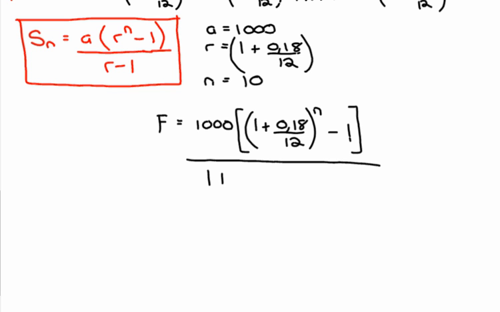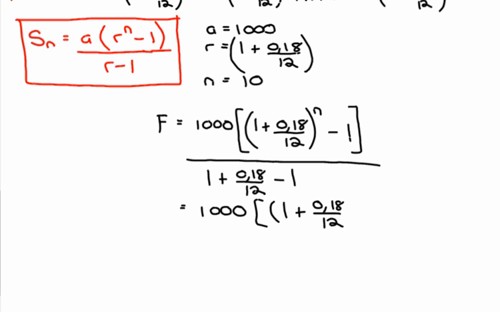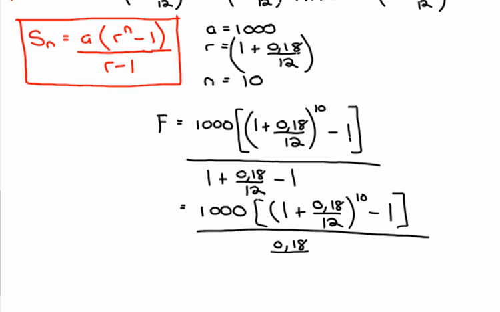Now r is 1 plus 0,18 over 12, and we subtract 1. So can you see that that actually leaves us with 1,000, 1 plus 0,18 over 12 to the power of n, and actually I realize I made a mistake here, I didn't put n in, so let's just go back here quickly. And we know that our n was 10. Let's pop that in. Okay. 10 minus 1 over 0,18 over 12.